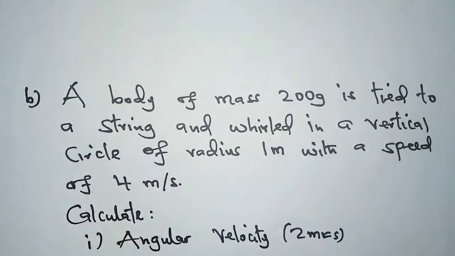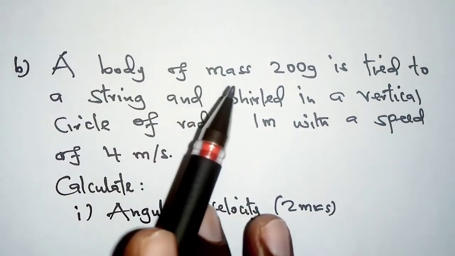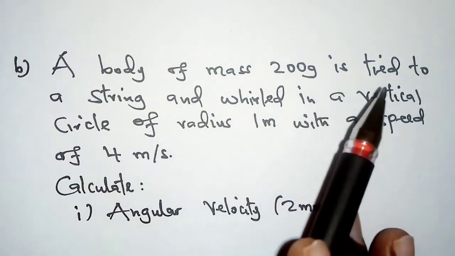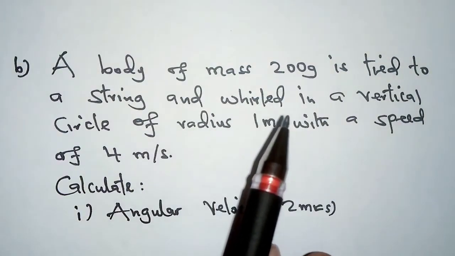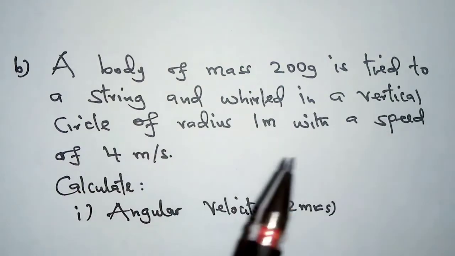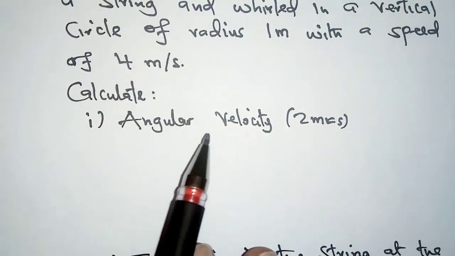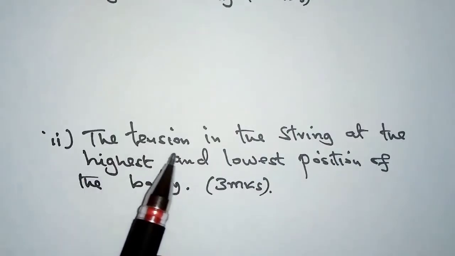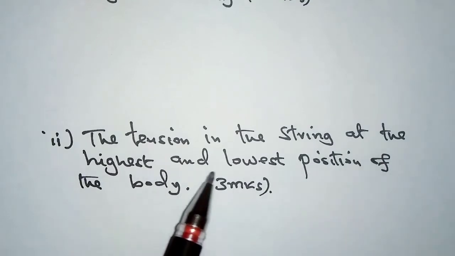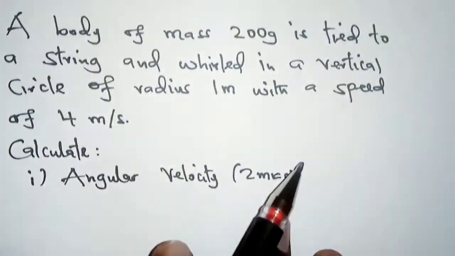And then the question that follows is, a body of mass 200 grams is tied to a string and whirled in a vertical circle of radius 1 meter with a speed of 4 meters per second. Then calculate angular velocity, the tension in the string at the highest and lowest position of the body. Okay, let's begin with the first part.